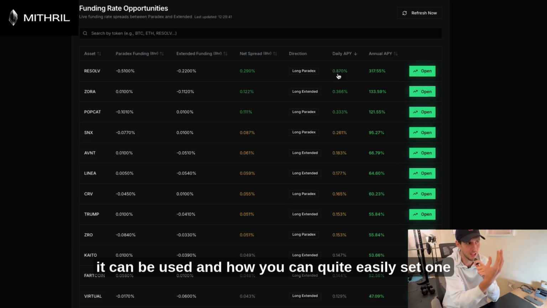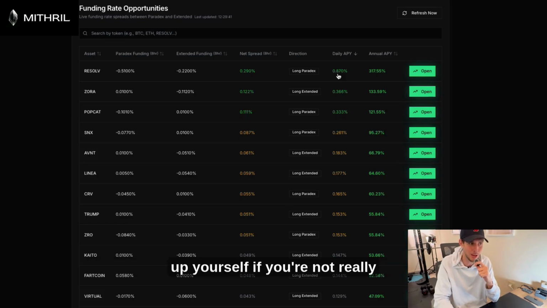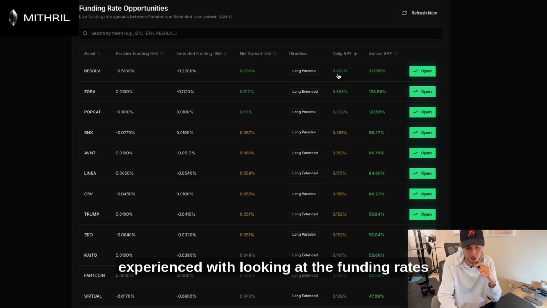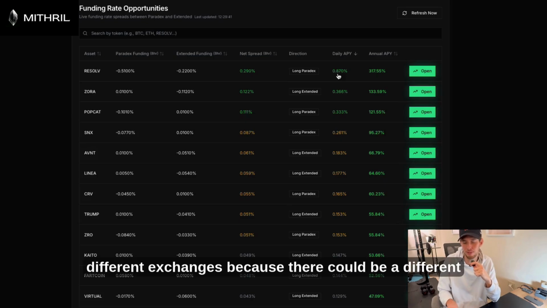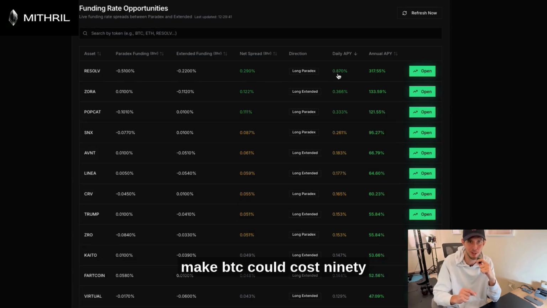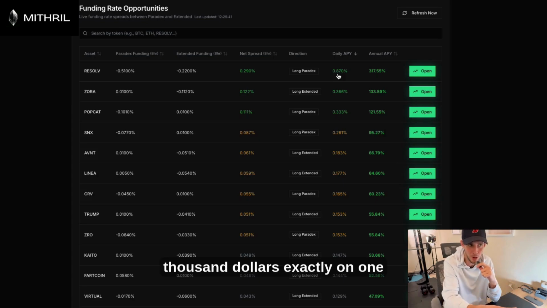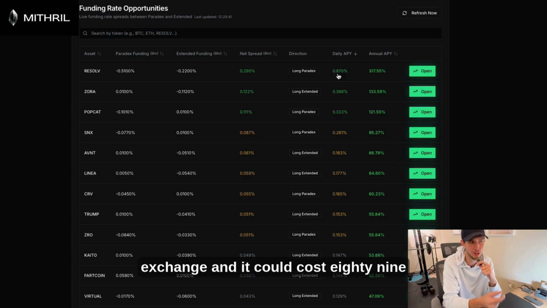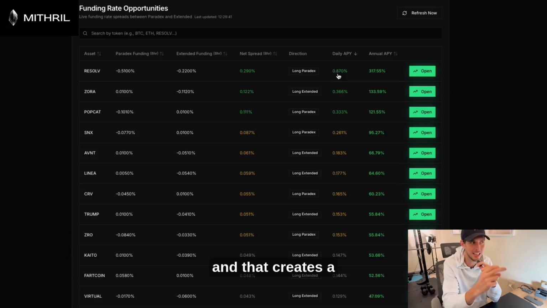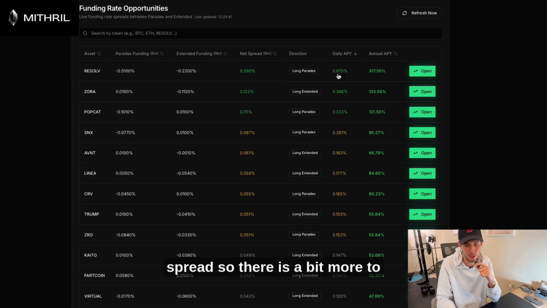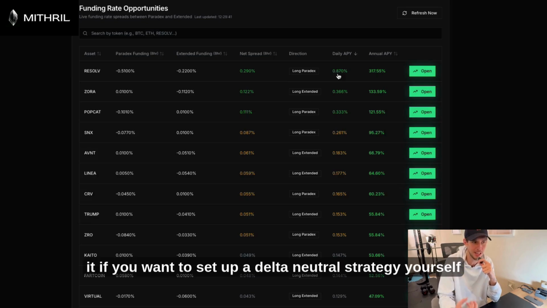So hopefully this gave you a surface level understanding of what a delta neutral position is, how it can be used, and how you can quite easily set one up yourself if you're not really experienced with looking at the funding rates and the spot price at different exchanges, because there could be a difference. BTC could cost $90,000 exactly on one exchange, and it could cost $89,990 on another exchange, and that creates a spread. So there's a bit more to it if you want to set up a delta neutral strategy yourself.